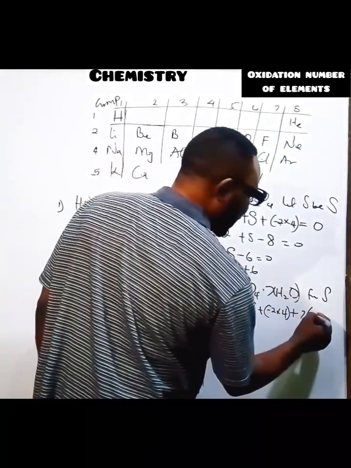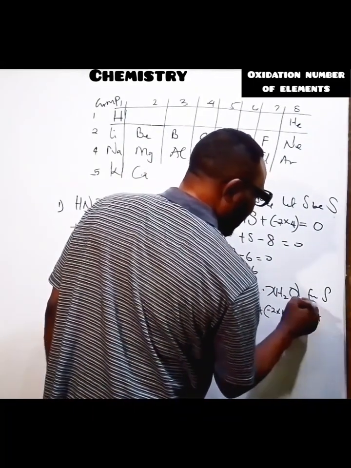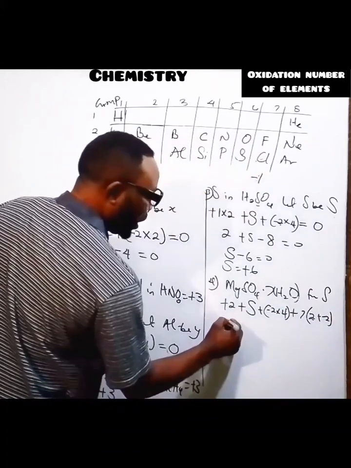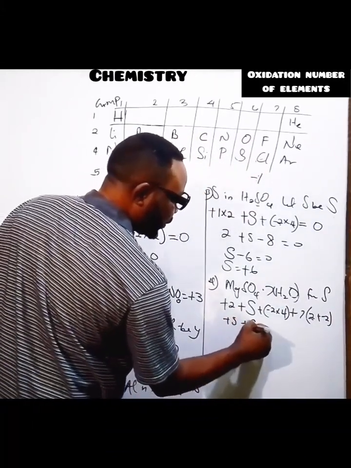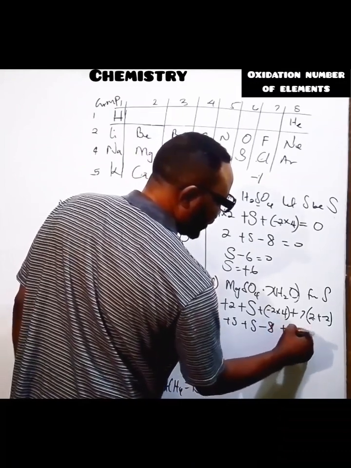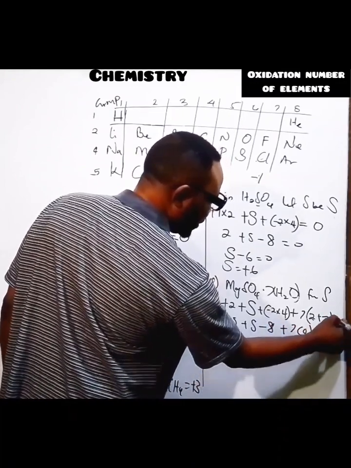So this one will be what? 1 times 2, 2 plus -2, -2. 2 minus 2 will be equal to 0. So we're having +2 plus sulfur, -8 plus 7 into bracket 0 equal to 0.